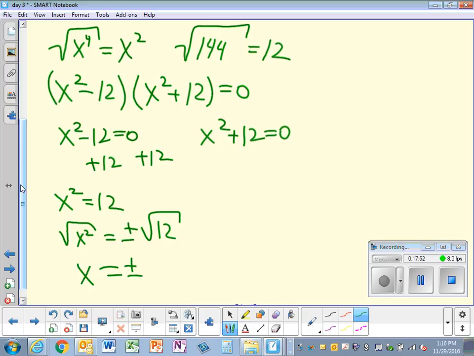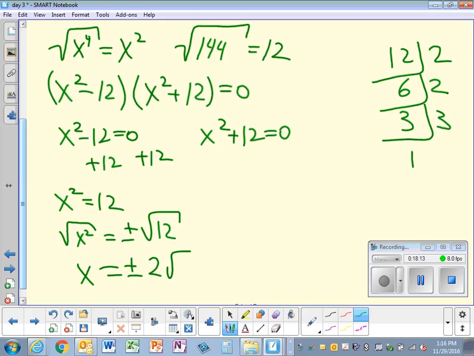Can I simplify square root of 12? It's just going to be root 12. You sure? What if you do the factor ladder? Right, so 12 I can divide by 2, 6 I can divide by 2, 3 divide by 3, 1. Do I have pairs? Yes. So it's 2 root 3. Is that the answer? Well, almost, right?